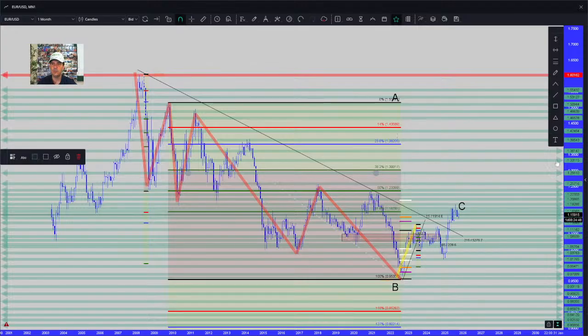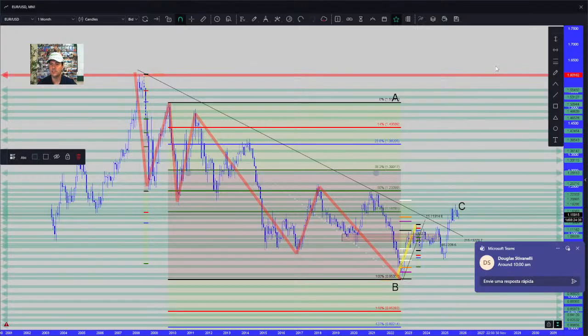Okay, everybody. Do you have the same original Fibonacci as I do? Everybody, do you have the same Fibonacci? Do you have the same Fibonacci as I do?